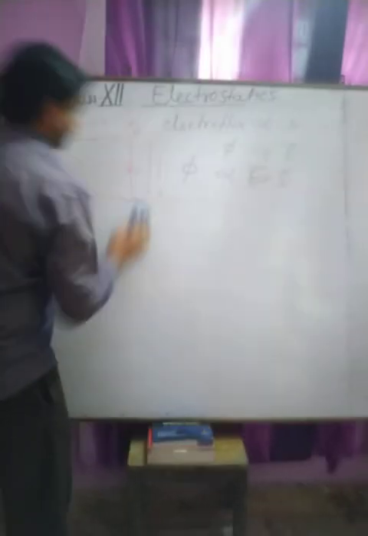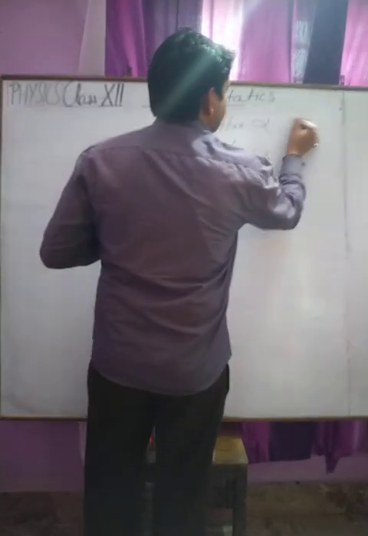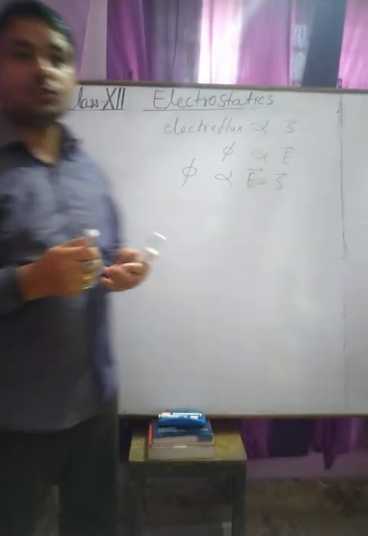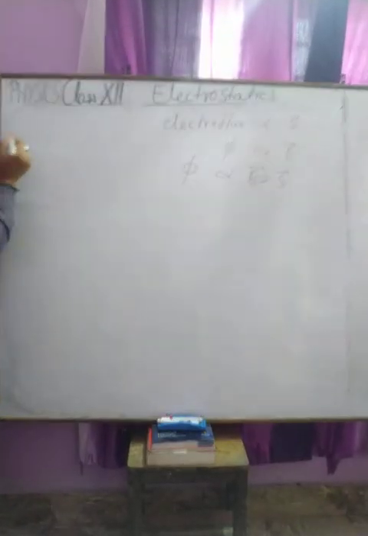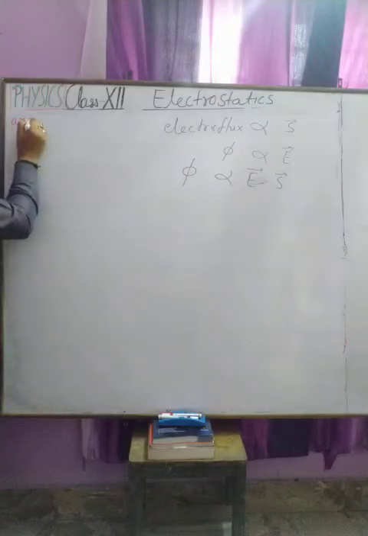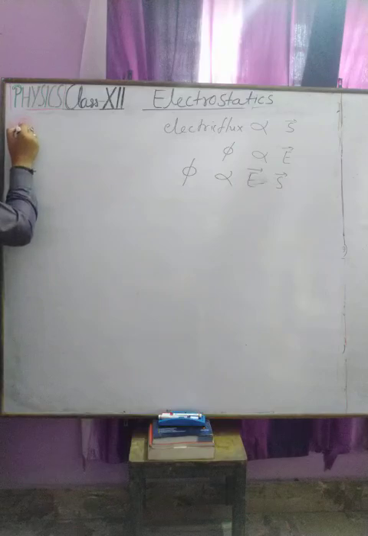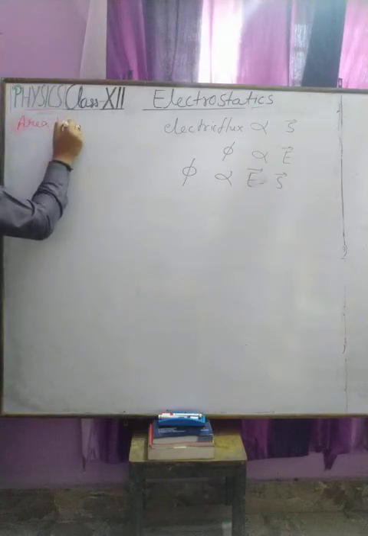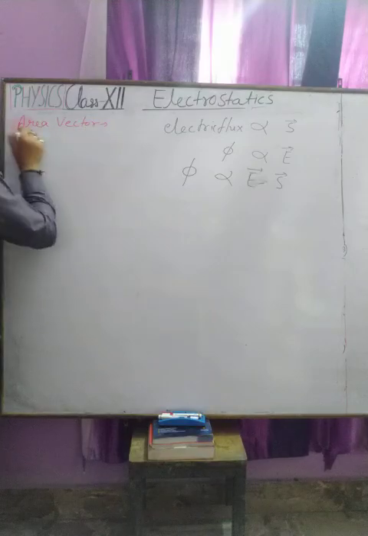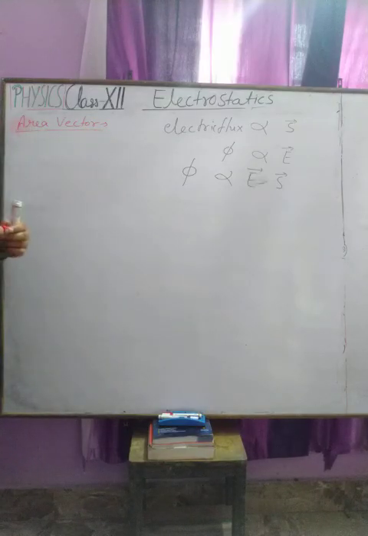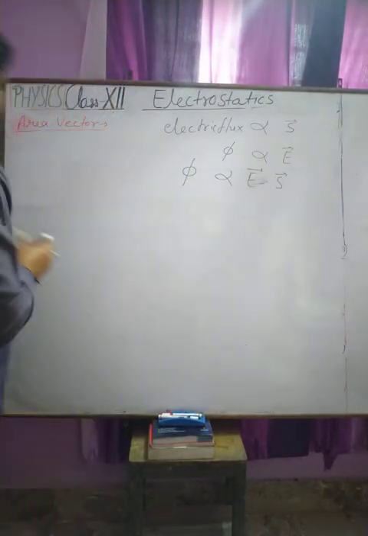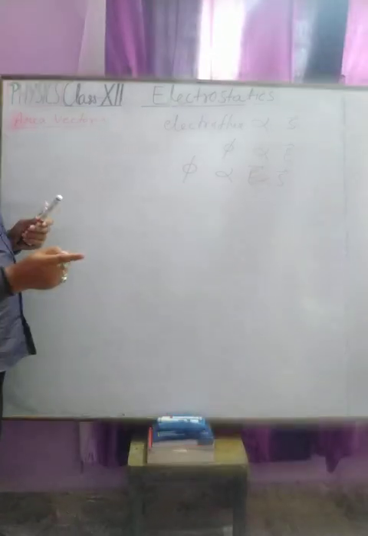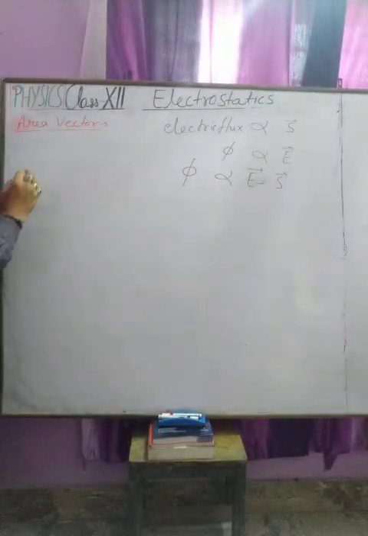Now here we are using this surface as the area vector. Now understood about the area vector. Area vector is a very important thing which we use in this electric flux topic, because we are using it at every point through this topic.